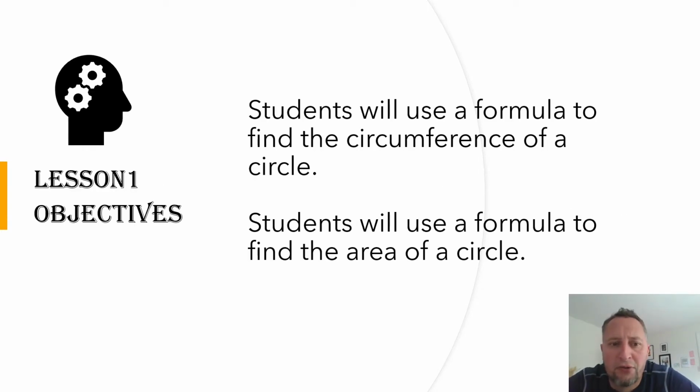All right, we have two lesson objectives for lesson one. The first is for students to use a formula to find the circumference of a circle, and with the second objective, students will use a formula to find the area of a circle.